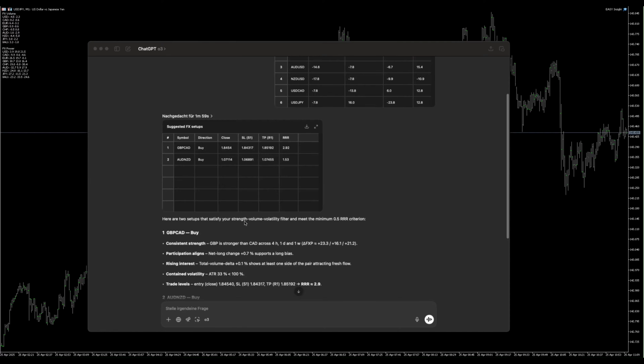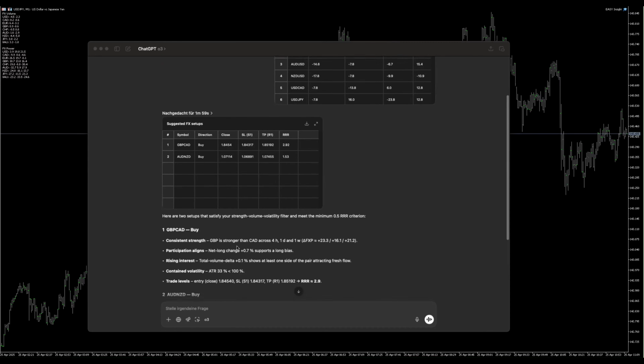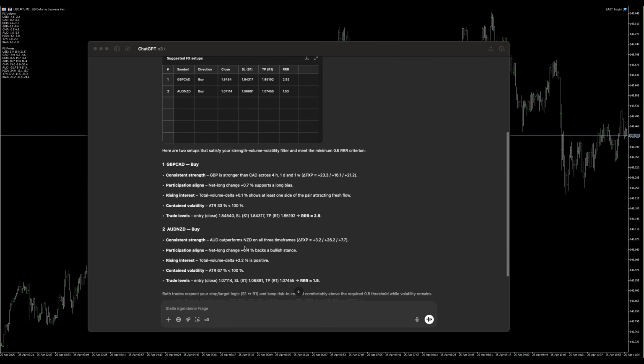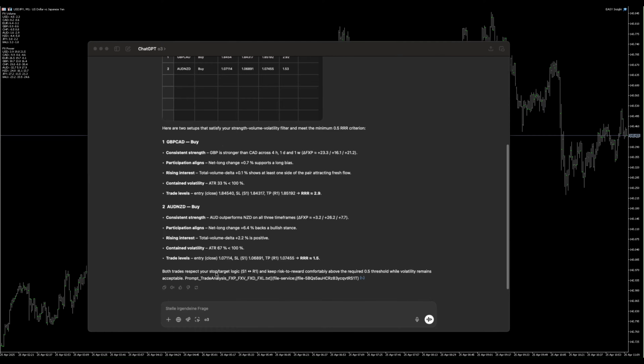Here are 2 setups that satisfy your strength, volume, volatility filter and meet the minimum 0.5 risk reward ratio criterion. And then you get all the details you need. Both trades respect your stop target logic and keep risk to reward ratio comfortably above the required 0.5 threshold, while volatility remains acceptable. That's excellent.